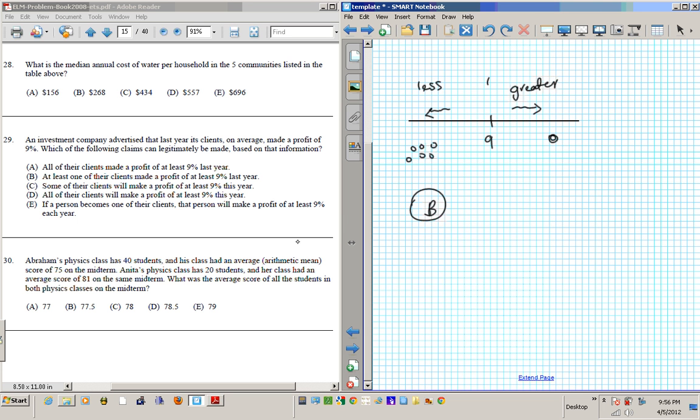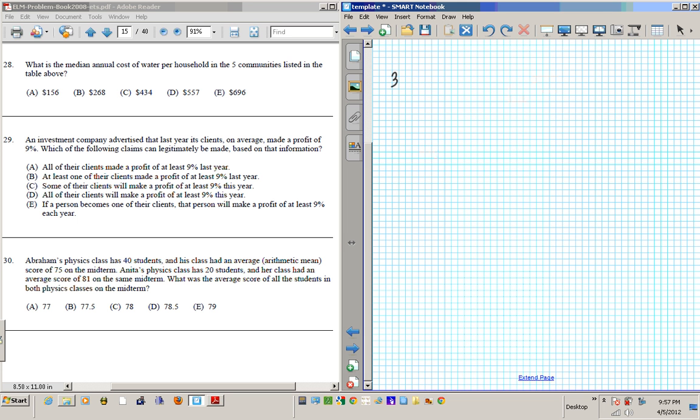Okay, and then E says if a person becomes one of your clients, that person will make a profit of at least 9%. That has nothing to do with what was stated here. This is talking about last year. We're not making any predictions here, so E is not an option. So the answer is B. At least one person has to be greater in order for the whole thing to balance out. Okay? All right, let's move on to question 30.